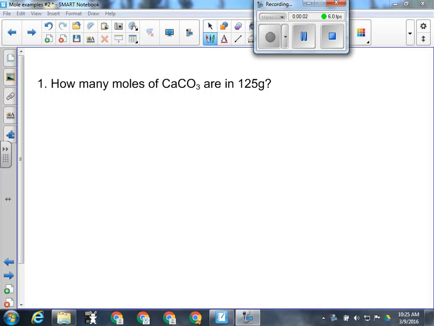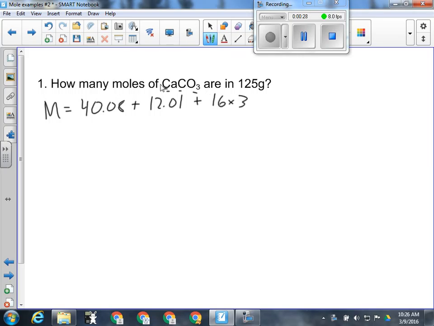All right, so our first example here is again the easiest one, where we're told the material. If we know the material, then we can calculate molar mass, big M. For calcium we got 40.08, because there's only one calcium. We have one carbon in there, so that's going to be 12.01. And we've got 3 oxygens, so plus 16 times 3.